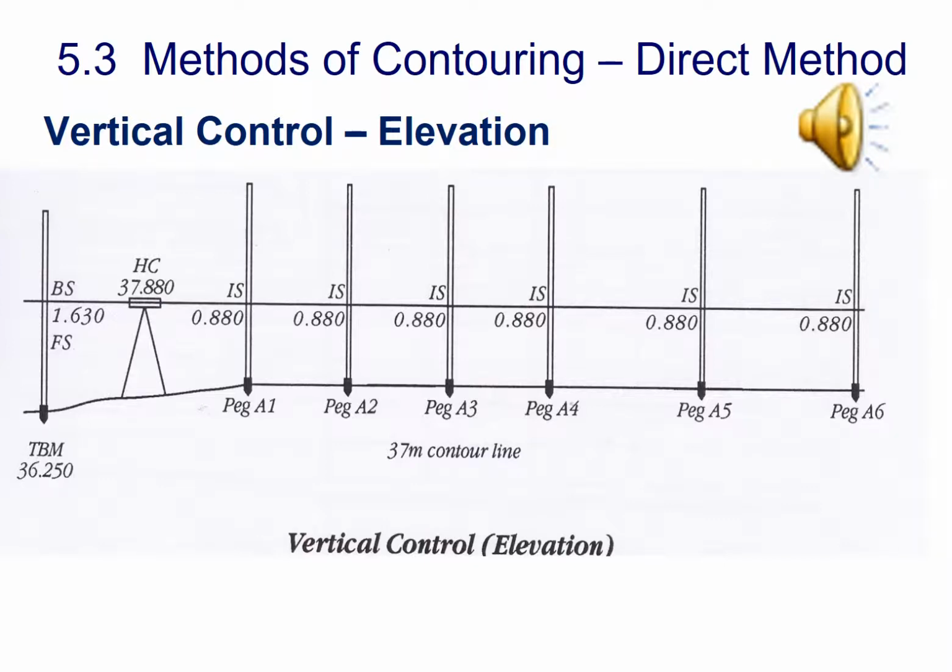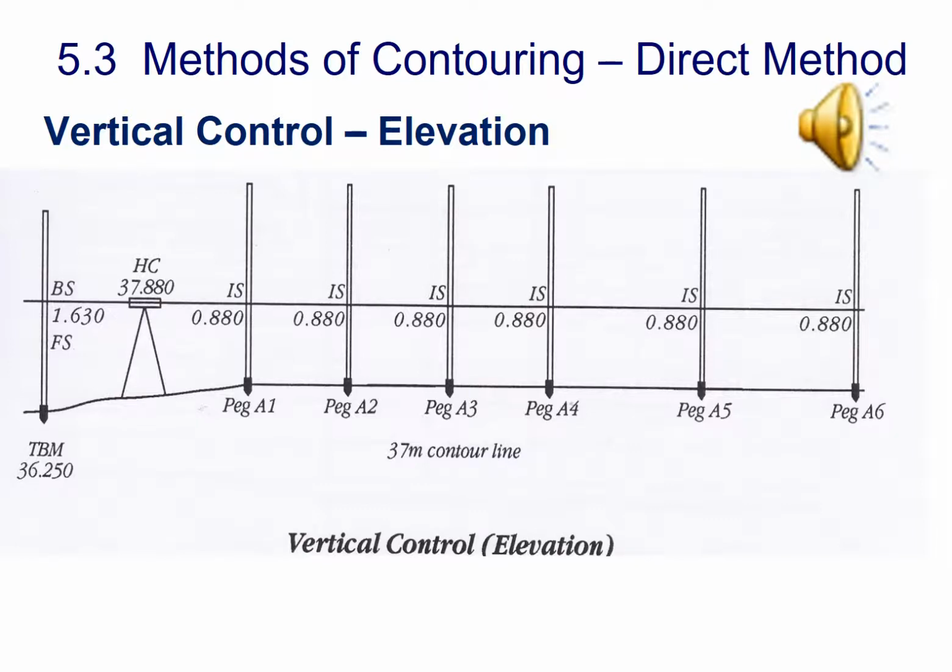In this instance, it's 36.250. My backsight is 1.630 meters, set on a peg at the TBM, and that enables me to work out my height of collimation, which is 37.880. Now, I know my height of collimation is 37.880 and I'm trying to find the 37 meter contour line on the ground.